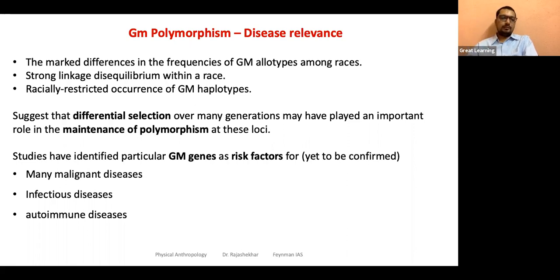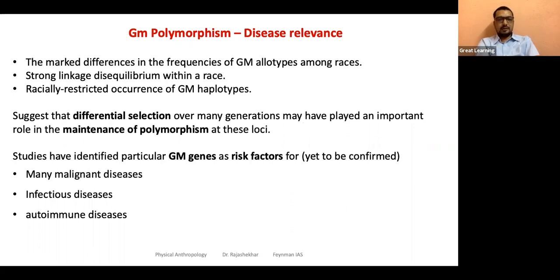So what are they? They could be cancers. Many malignant diseases, I think some people are more and more prone to certain types of cancers because of the specific type of GM genes that they have. So there is some correlation between the IgG type and the malignant diseases, the cancers that they get. This is still very primitive, and we need further studies on this.